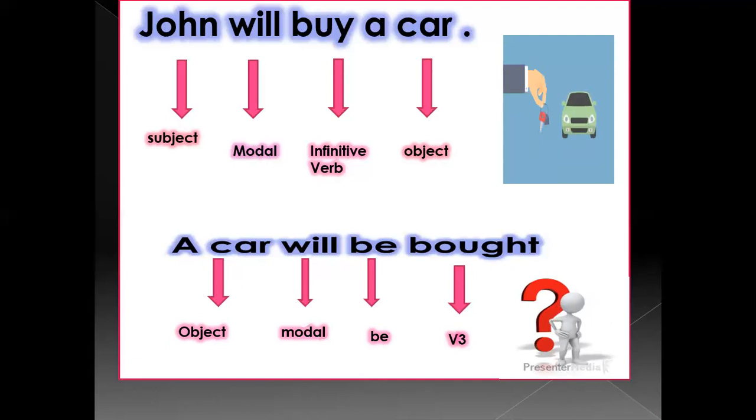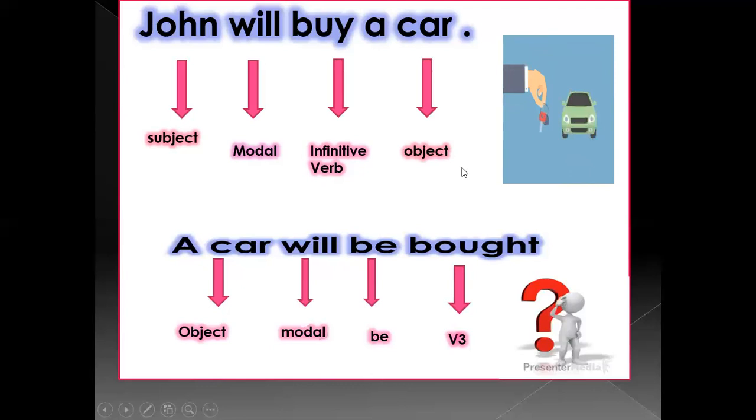Okay, so to change any active sentence that contains modals into passive, you are going to follow these 4 steps. The first step: object, modal, plus be, plus the past participle form of the verb, which is verb 3. Again, any active sentence contains subject, modal, infinitive form of the verb, and object.